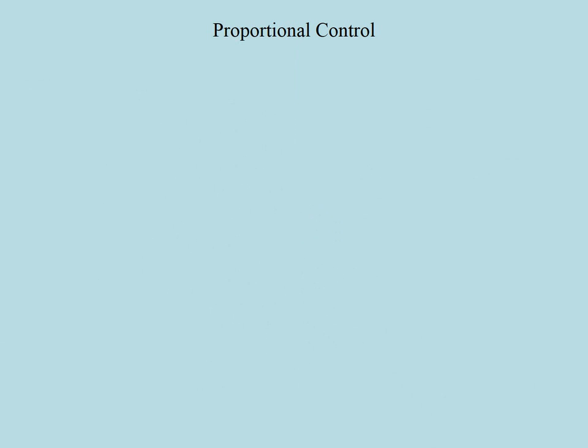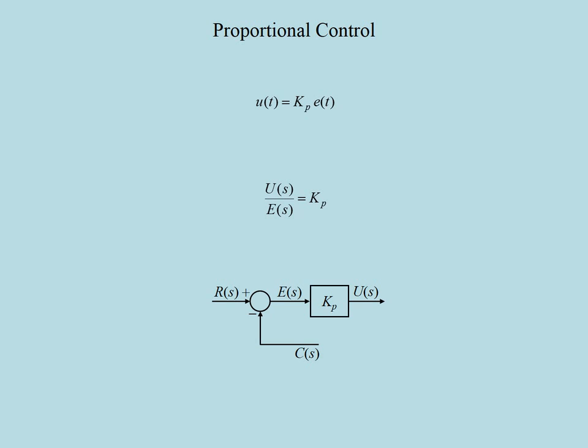The simplest linear control action is proportional control, which generates the control signal as proportional to the error. The proportionality constant, K sub p, is known as the proportional gain. The transfer function of a proportional controller is also equal to K sub p. And as a block diagram, a proportional controller can be shown like in this figure.